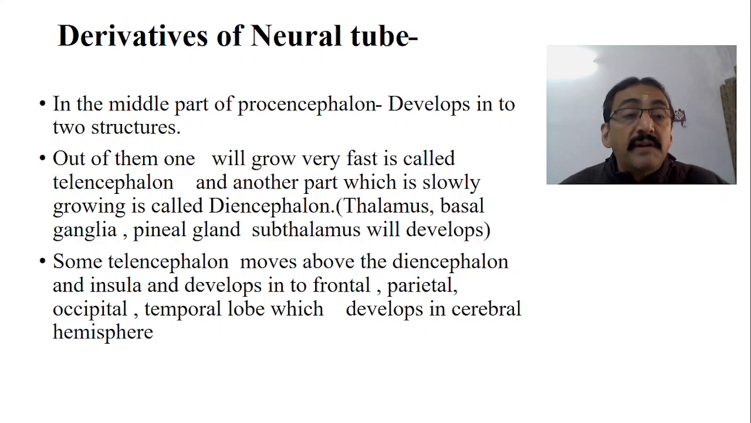Some portion of the telencephalon moves above the diencephalon and insula, and develops into the frontal, parietal, occipital, and temporal lobes, which develop into the cerebral hemisphere later. So this is how from the prosencephalon the whole brain is formed. The prosencephalon is divided into telencephalon and diencephalon. From the telencephalon, basically the cortex and cerebral hemisphere are formed, and from the diencephalon, basically the thalamus and other nuclei will be formed.